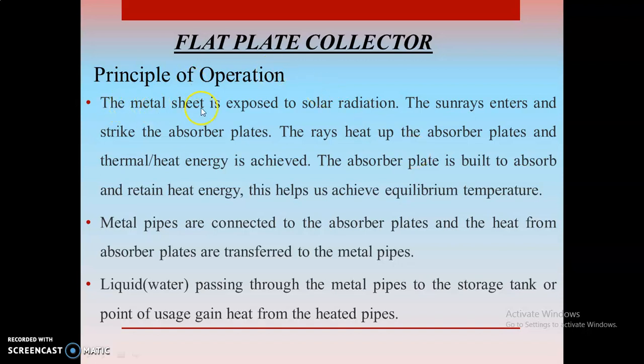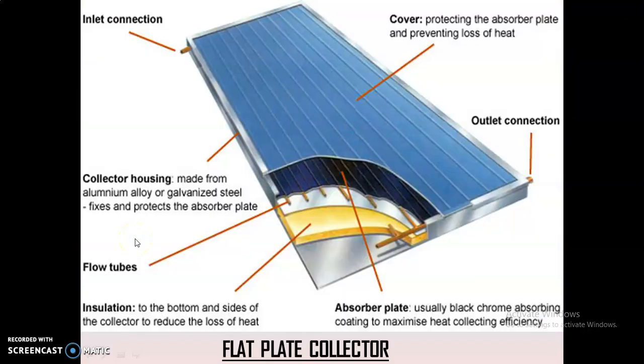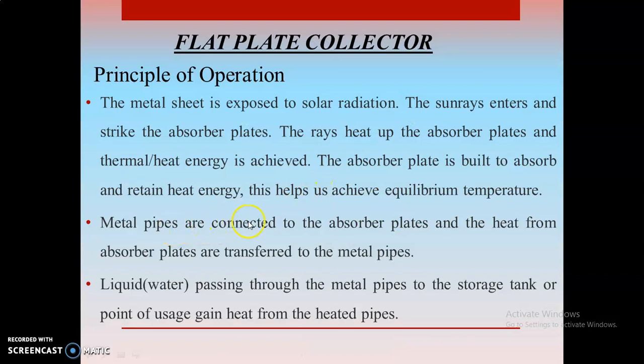So let's go again. The metal sheet is exposed to solar radiation, that's the cover. So that heat energy, that's rays from the sun striking the cover, will be sent to the absorber plate. The absorber plate will store that energy till equilibrium temperature is achieved. The second bullet here says that metal pipes are connected. Remember the inlet. From here, the inlet connection, we have the inlet connected to the metal pipes. Now, metal pipes are connected to the absorber plate, and the heat from the absorber plate is transferred to the pipes. Remember that through this pipe, we are going to pass liquid or air. Now, next bullet, liquid. We're using water here, passing through the metal pipes to the storage tank or point of usage, gaining heat from the heated pipes.